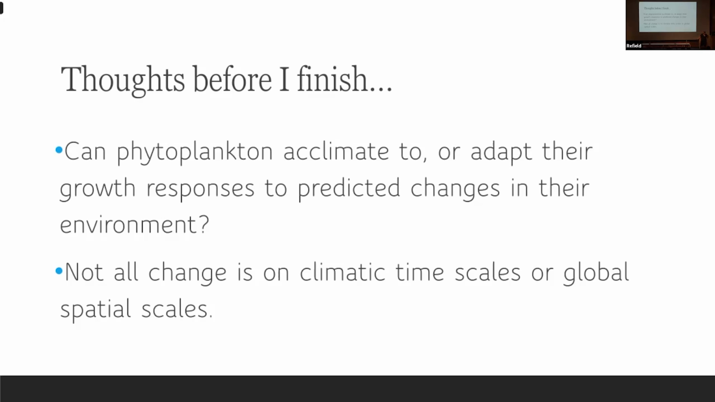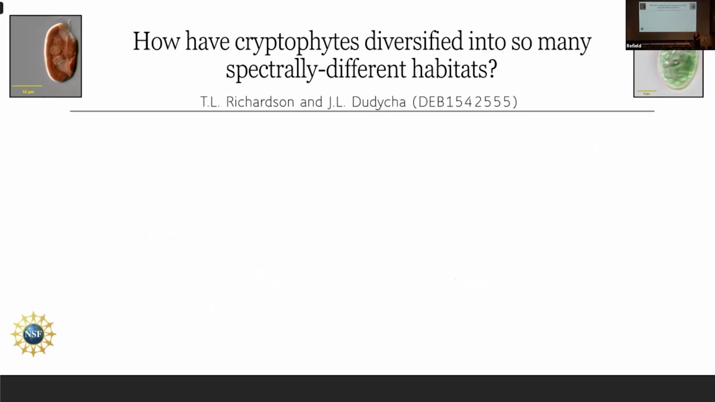Can they adapt their growth responses to predicted changes in their environment? The other thing is that I've focused so far on global scale, climate time scale, big changes. Not all change is on a climatic time scale or on a big global spatial scale. We know as biologists that there is a lot of environmental variability that occurs on a seasonal basis, on a weekly basis. Extreme events are a good example, right? So we're going to keep these things in mind.